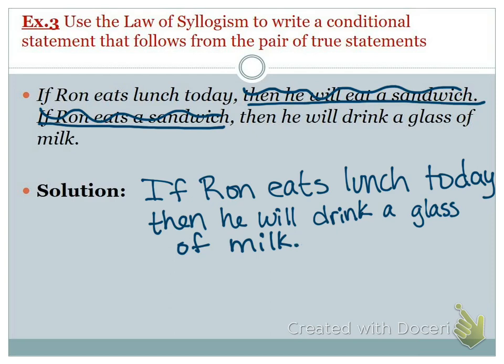Okay, whole idea is to cut out the middleman. We're still writing an if-then statement as our answer. So your answer should still have the if and the then in there. If they don't, it's not quite right.